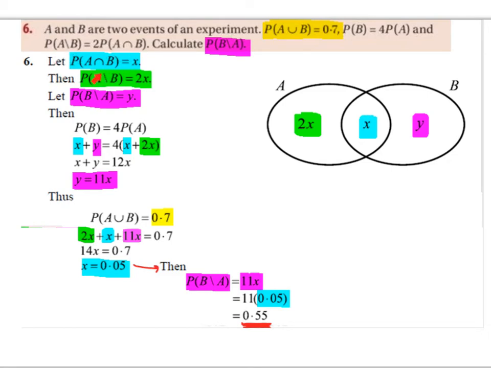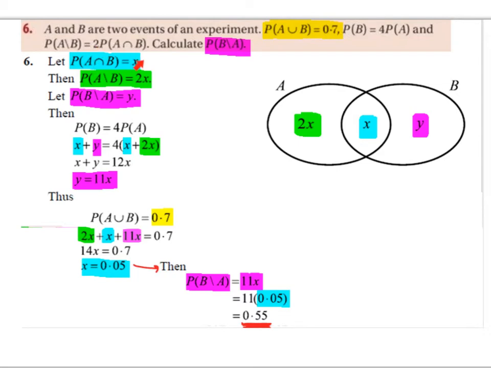Then the probability of A less B is going to be 2X. So this section here is A less B, so this is going to be 2X. Because this statement says the probability of A less B is twice the probability of A intersection B. So 2X, that's where the 2X comes from.